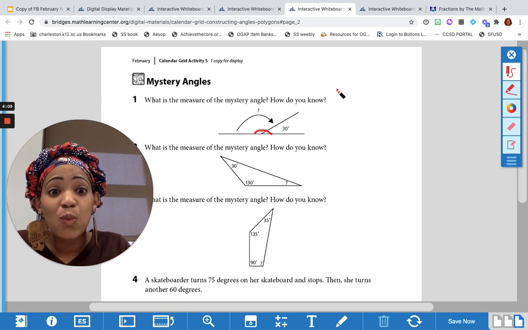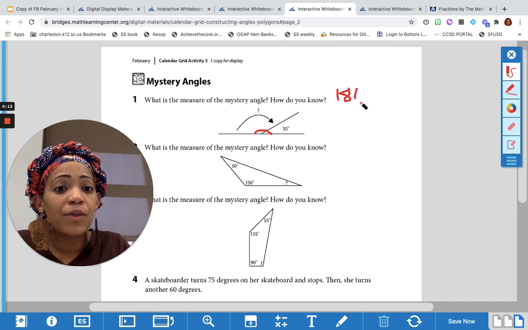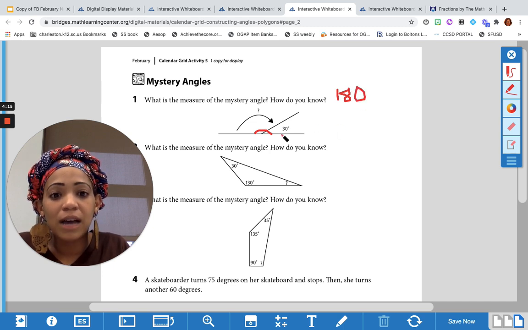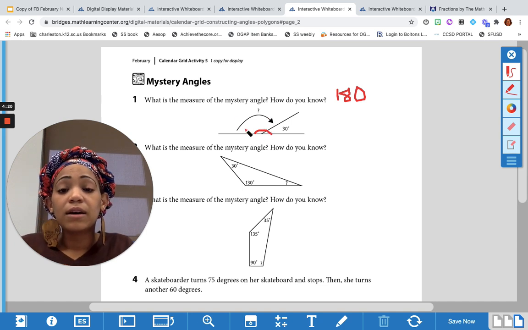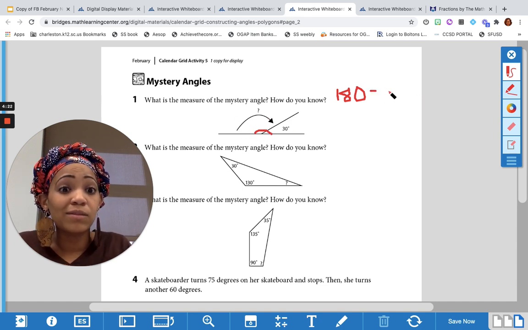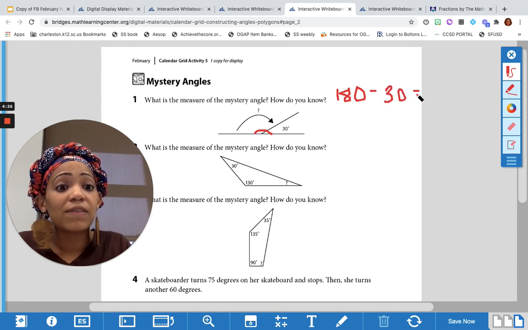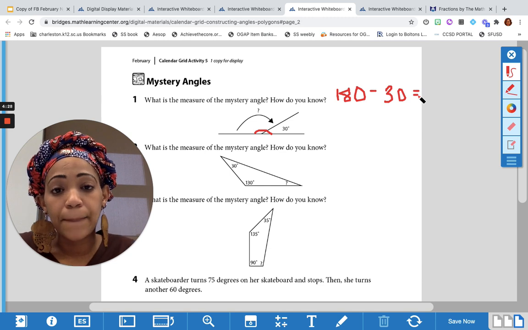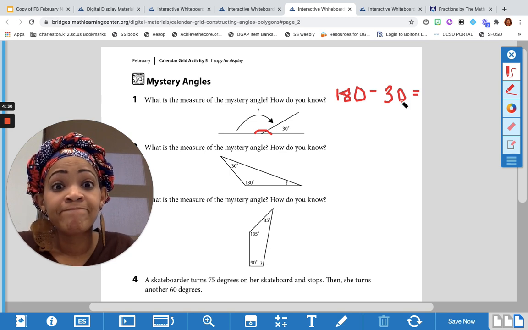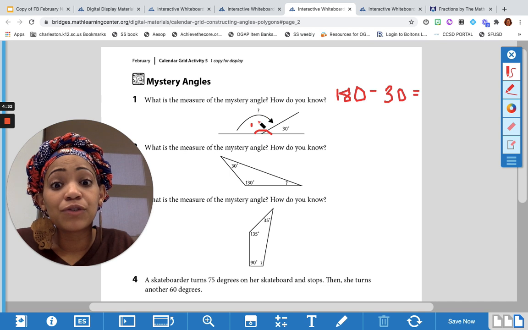It measures 180 degrees. So if I know that of that 180 degrees, I already have 30 degrees, how can I figure out the remaining size of the angle? Well, I'm going to subtract 30 degrees. If I subtract 30 degrees, what am I going to get? I'm going to get 150 degrees.